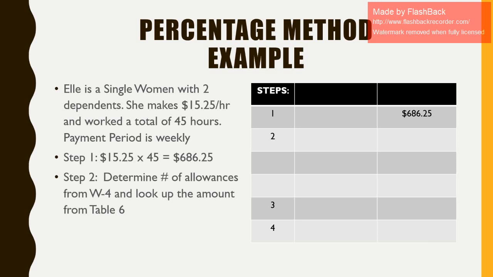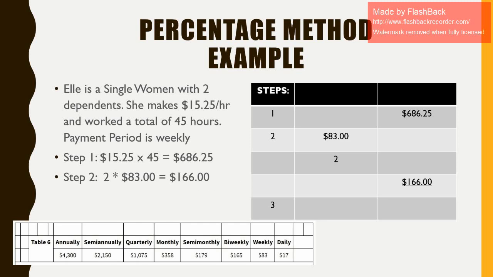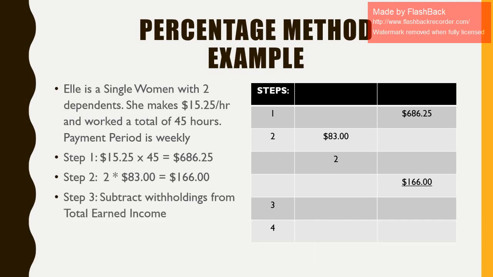Now, the first step that we've got to do is determine what that number is going to be from table number 6. So table number 6, if we look at the weekly, we see that it's going to be $83 per withholding. Okay, so if it's $83 and she has two of them, it's going to give us a grand total of $166. And this is going to be subtracted from our total earned to get our gross income.